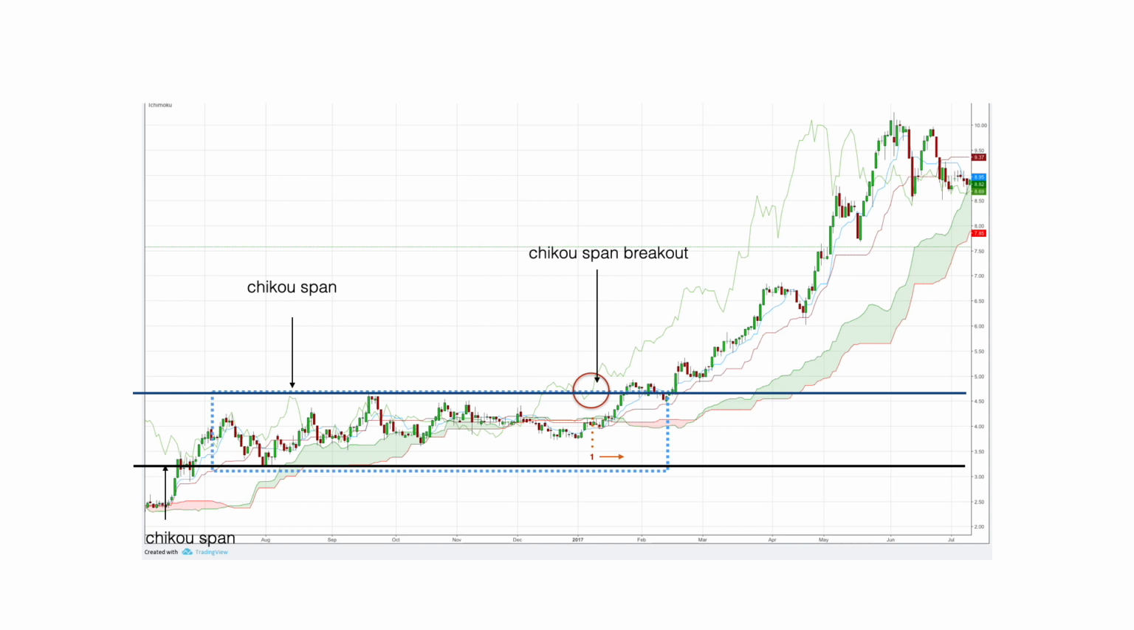Now the Kumo twist warns us of a change in sentiment. If the Kumo turns green, then we expect a bullish future. If it turns red, we expect a bearish future. Take a look at this Kumo here. It is red and is therefore bearish. However, at this area, a Kumo twist happened. The Kumo turned from red to green, thus the sentiment is about to turn bullish.